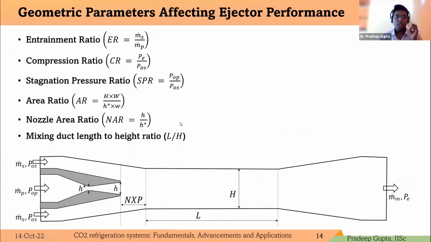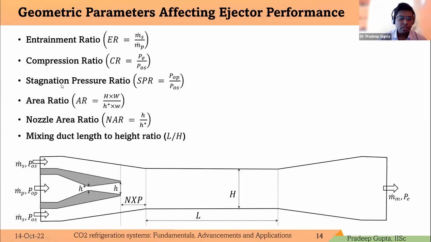Now these are the parameters. The first two are the performance parameters of the ejector. The first is the entrainment ratio, which I explained, defined as the secondary mass flow rate to the primary mass flow rate. Compression ratio is defined as the exit pressure to the secondary stagnation pressure, and that is the measure of how much compression effect we can get from an ejector.